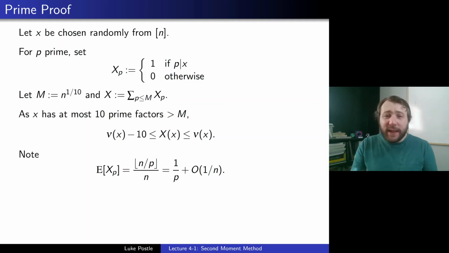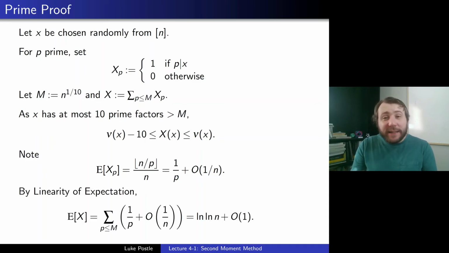So what is the expectation of X? Well, we can first look at the expectation of X_p. That is, of course, floor(n/p) divided by n, because that's the number of integers from 1 to n that have p as a divisor. And that number, of course, is 1/p, but it might be a little off because of the floor, so it'll be plus, we'll say, O(1/n). And now, what good is that? Well, by linearity of expectation, since these are indicator random variables, we know the expectation of X is simply the sum of the expectations of the X_p's, which is the sum of 1/p plus O(1/n).